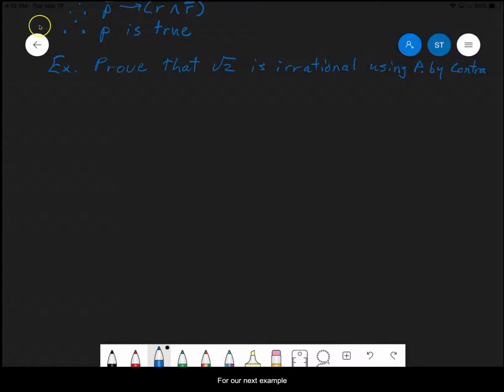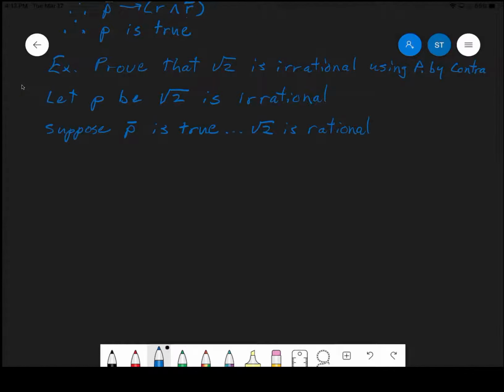For our next example, we will prove that square root of 2 is irrational using a proof by contradiction. So to start with, we'll let p be the statement that square root of 2 is irrational, and we will suppose that not p is true, meaning square root of 2 is rational.